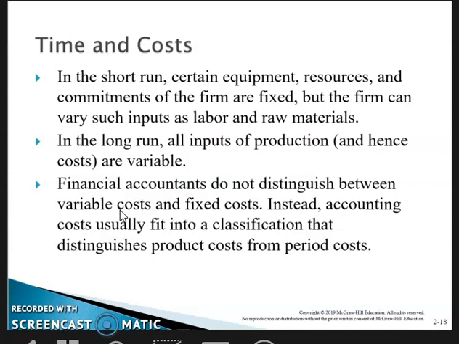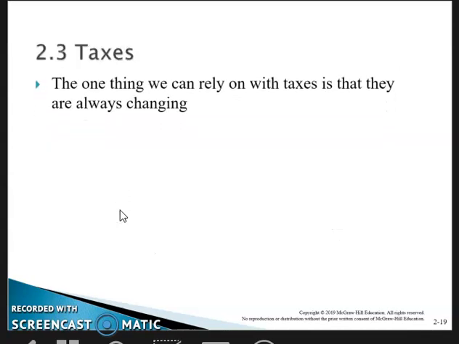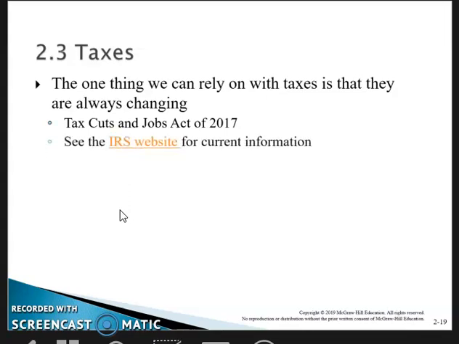Next, taxes. The one thing you can always rely on is that taxes are changing. We've seen the Tax Cuts and Jobs Act of 2017. The Stimulus Act has temporarily waived the $10,000 maximum for state and local taxes. There are various changes, and this goes on all the time. You can go to the IRS website for complete up-to-date information. I probably bore you to death.